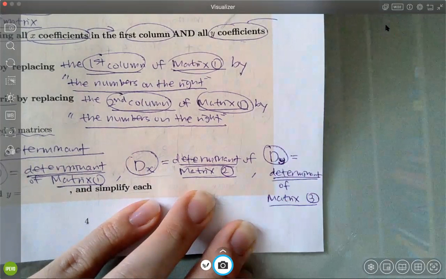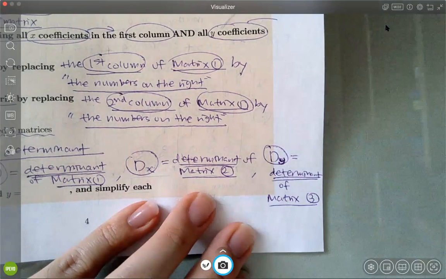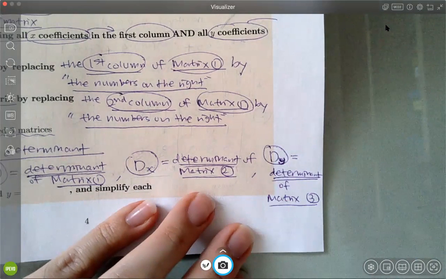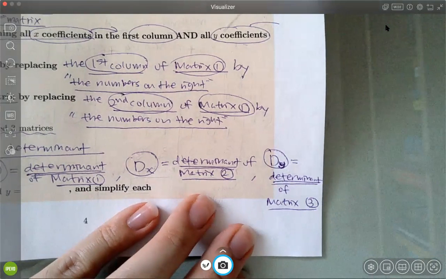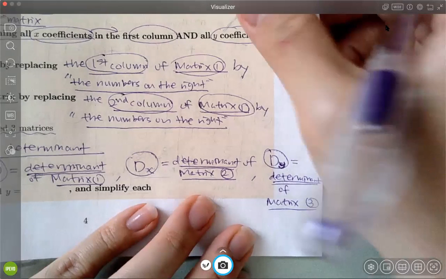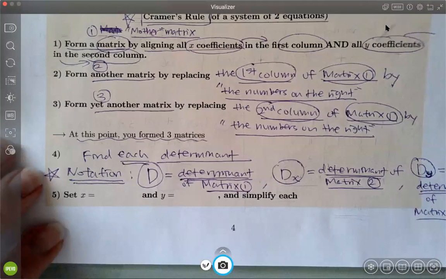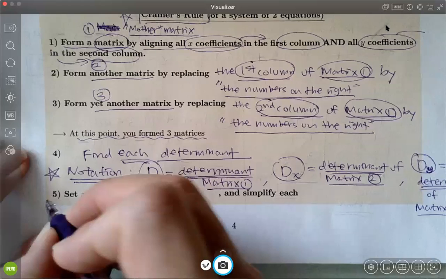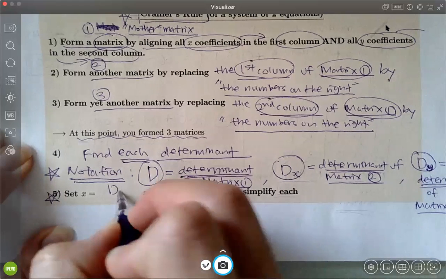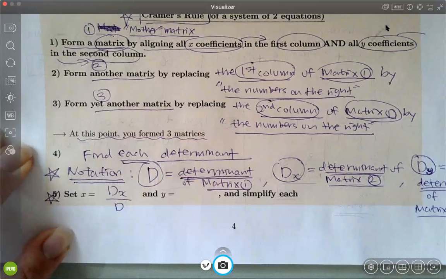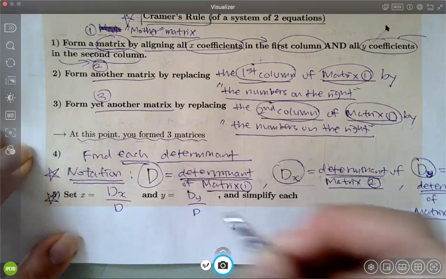So you must know these 3 notations because these will not only appear on your homework, but also on your exam 4 and possibly on your final as well. So you must remember these notations. And now the last step, set X to be dx over d, and then Y to be dy over d, and then simplify each.